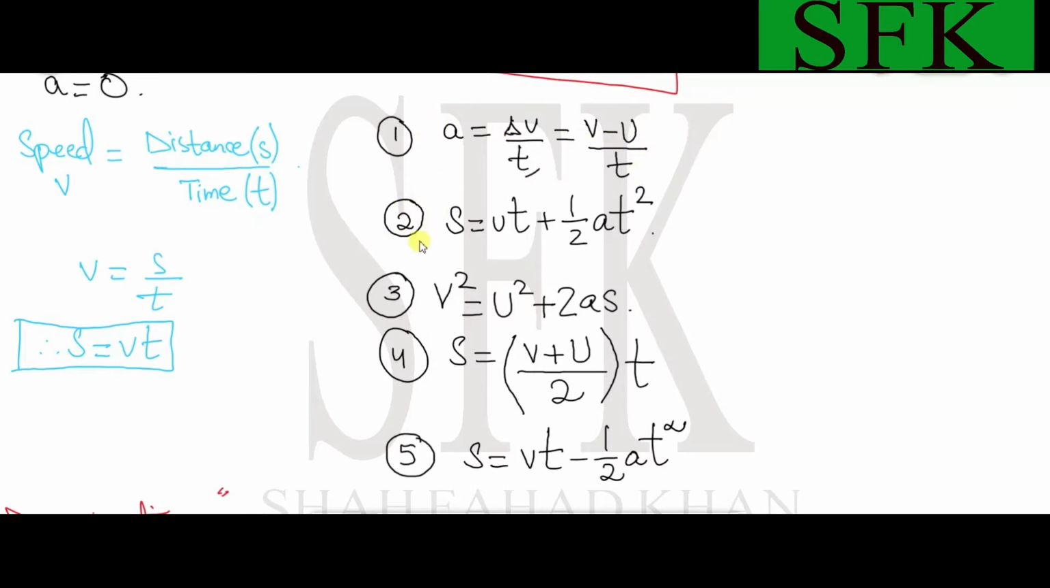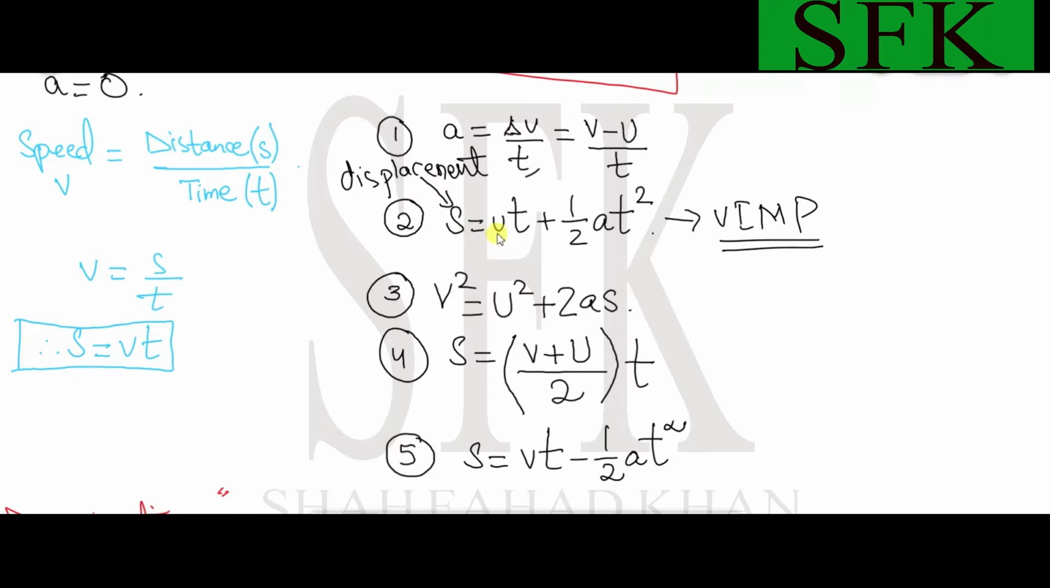The second equation of motion is also a very important one and has been frequently tested in the past year papers. s equals ut plus half at squared. s is basically the displacement, or in some cases it is also referred to as the distance, but mostly it's the displacement. u is again the initial velocity, t is the time, and a represents the acceleration.